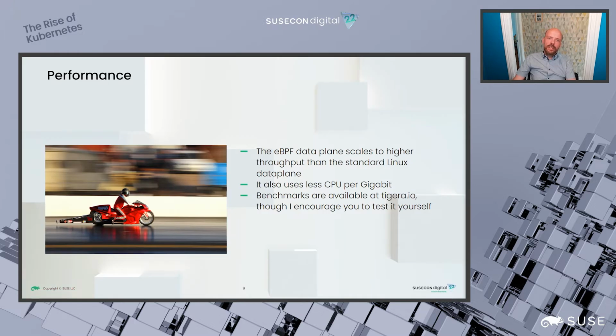So the first advantage is simply performance. The eBPF data plane scales to higher throughput than the standard Linux data plane, and it also uses less CPU per gigabit, which is the flip side of the same coin. Benchmarks are available at tigera.io, though I encourage you to test it yourself. Now, how does it actually bring enhanced performance?